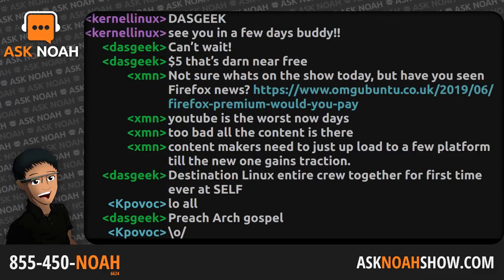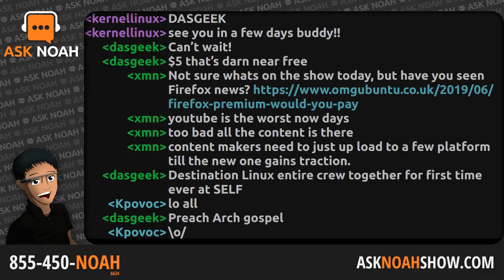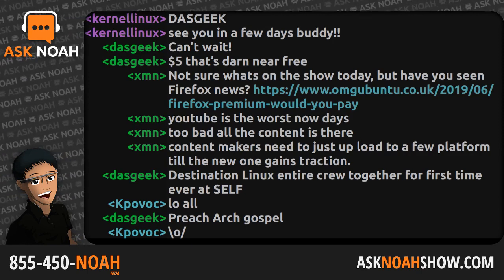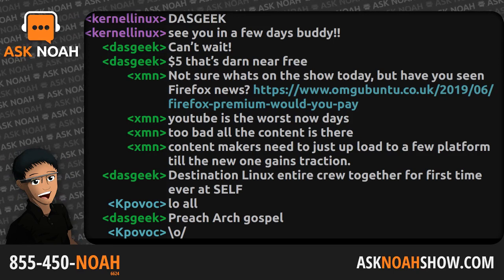Then I found Antergos, and I went, oh, this is great. It's like an Arch easy button. I get Arch, but it's like a normal distro installer. Jeremy, does anything like that exist for Gentoo?